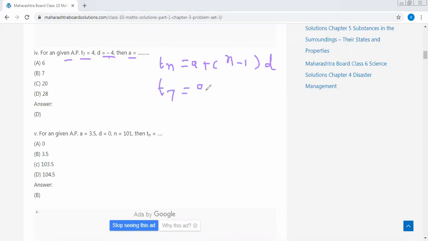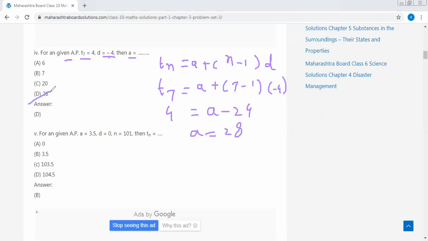You have to find the first term. A plus, n is 7, 7 minus 1, into common difference minus 4. 7th term is 4. A plus 7 minus 1, which is 6, into minus 4 is minus 24. Add minus 24 to 4. You have to give the answer 28. Therefore, option D is correct.